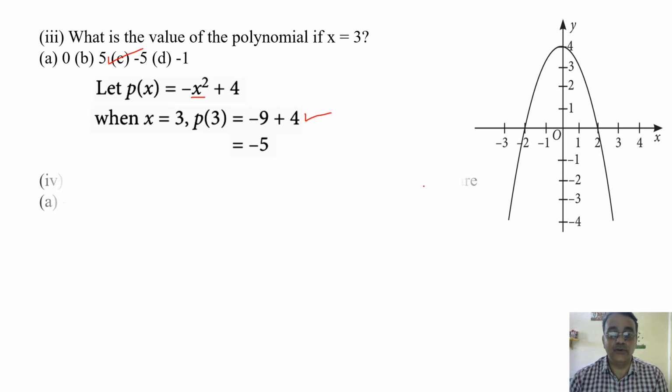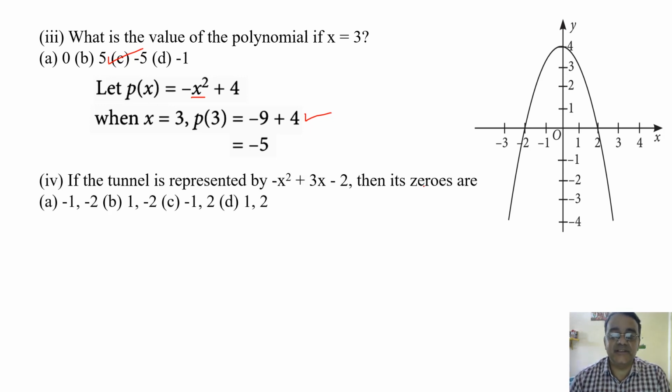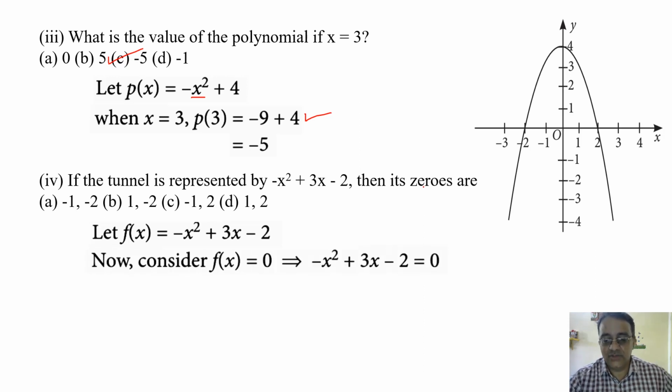Option C right now. Fourth question: if the polynomial is represented by minus x square plus 3x minus 2, then its zeros are dash. Right, so first we will equate minus x square plus 3x minus 2 with 0. Now what we will do, multiply minus to both sides, so the sign will change. Look, x square minus 3x plus 2 is equal to 0.